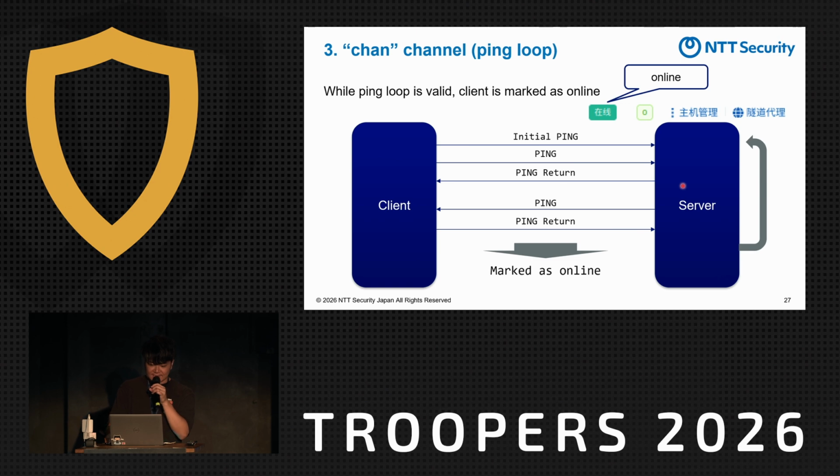And so this is the chan channel. The chan channel is responsible for actual communications in VShell, including command execution and file transfer. First, the client sends the initial ping to the server. After that, a continuous ping loop is established, where ping messages and their responses are exchanged periodically. As long as the ping group remains valid, the client is marked as online in the C2 panel.